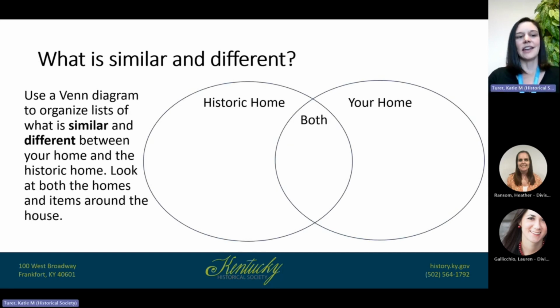And then we're going to ask them, as a class, to help create a Venn diagram of what the historic house is versus their house, and compare those items that are similar and different between the two. So like I said, I'd recommend doing this as a class. We can draw pictures, we can write words. It is completely up to you and your students, as long as we're getting across the idea of the comparison of what's similar and different.